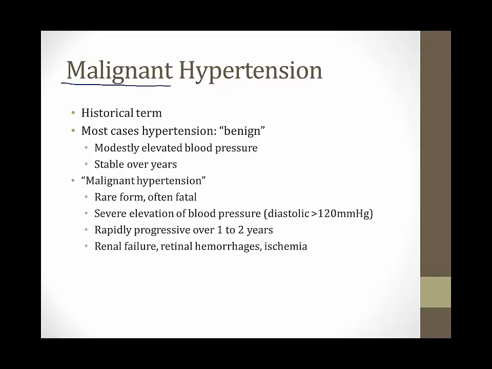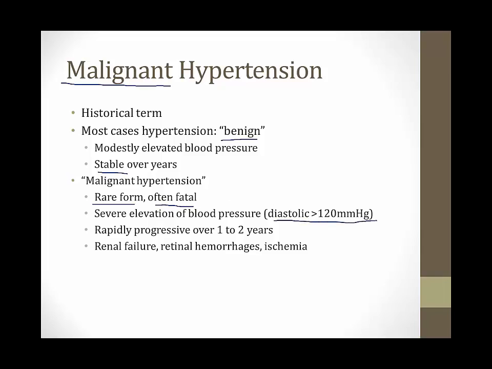Years ago, before there were good therapies for high blood pressure, most cases of hypertension were called benign. These patients had modestly elevated blood pressures that were stable over many years. A small subset of patients, however, had what was known as malignant hypertension. This was a rare form of hypertension that was often fatal. These patients had severe elevations of their blood pressure, like diastolic pressures over 120.